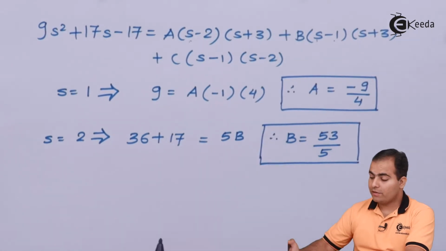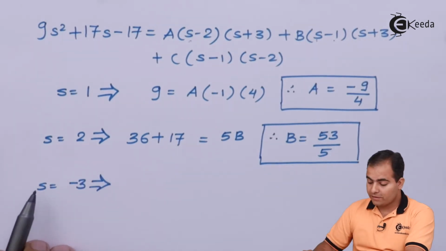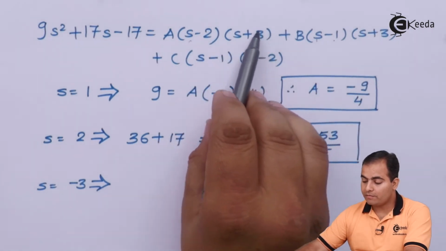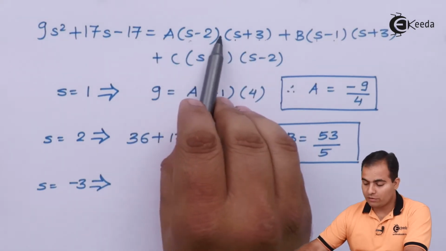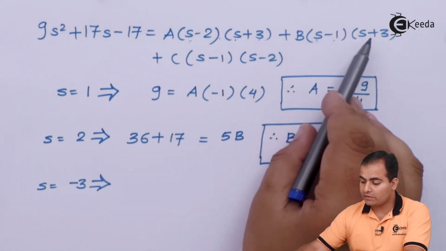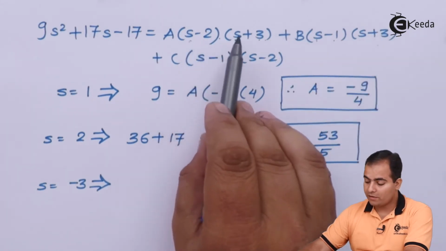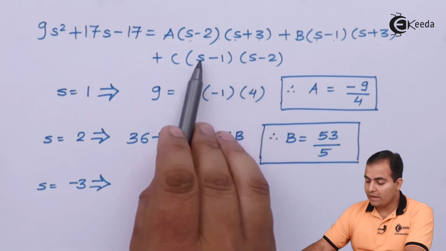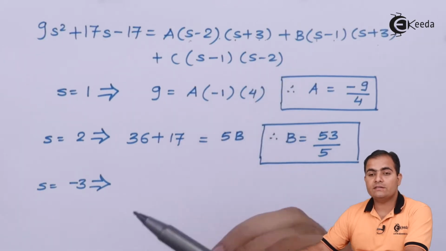Now, what is the next value? We'll substitute s equals minus 3. So what will we get? As s is replaced by minus 3, this whole term becomes 0, and 0 into anything is 0. So the a and b terms will not be there, because over here also we have s plus 3. If this s is also replaced by minus 3, then the whole term becomes 0, so b will not be there. But in the next part, if s is replaced by minus 3, then minus 3 minus 1 gives us minus 4, and minus 3 minus 2 gives us minus 5.